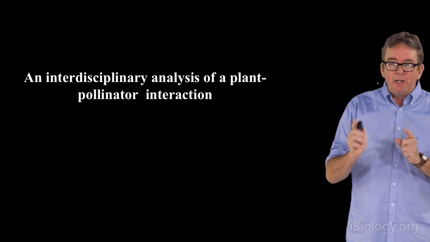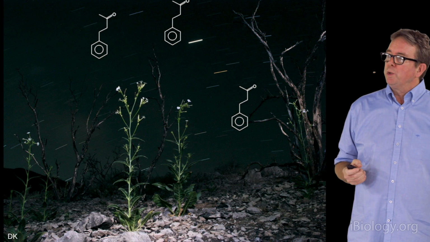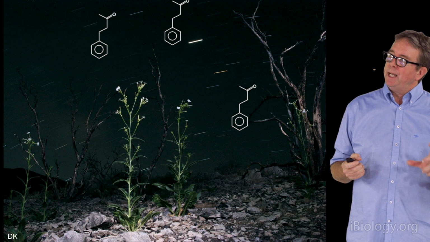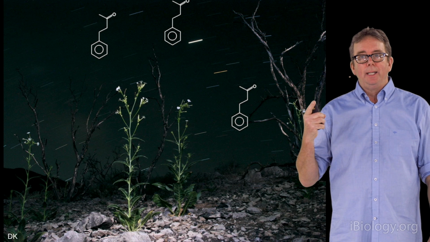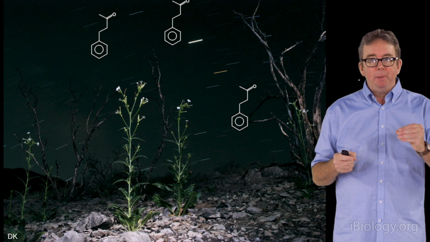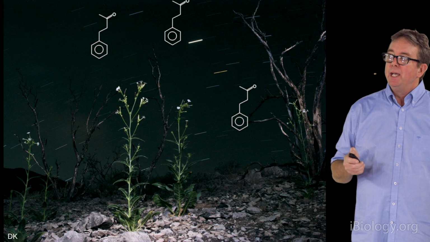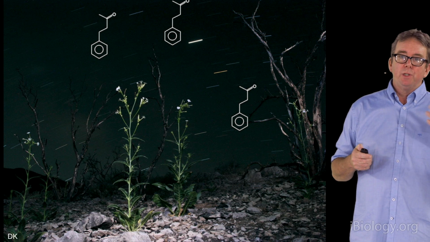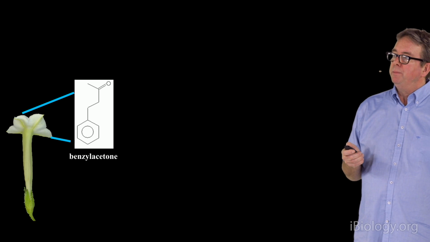Now, what I want to do is very briefly end on an interaction story between two departments in our institute, the Hansson department and my department, on how a plant attracts pollinators. This plant, Nicotiana attenuata, is typically a night-flowering plant that produces a compound called benzylacetone from its flowers, and it uses that compound to attract a major pollinator, the Manduca sexta sphingid moth.